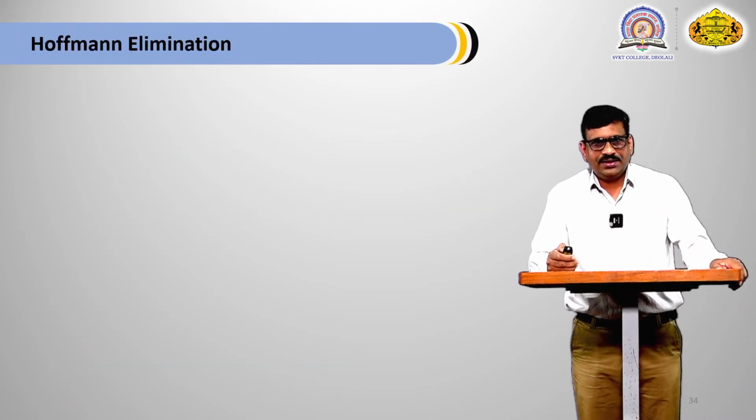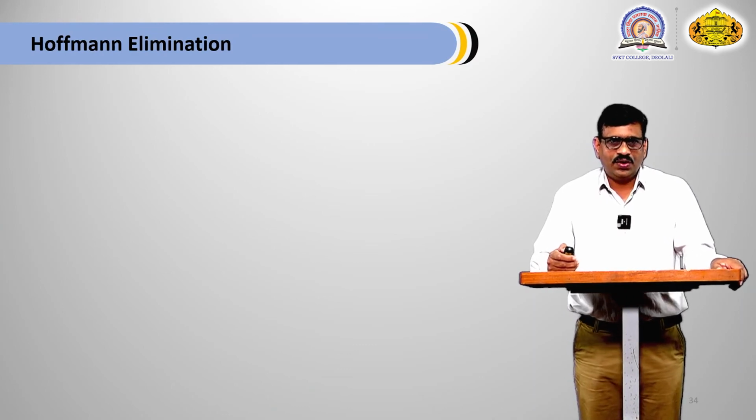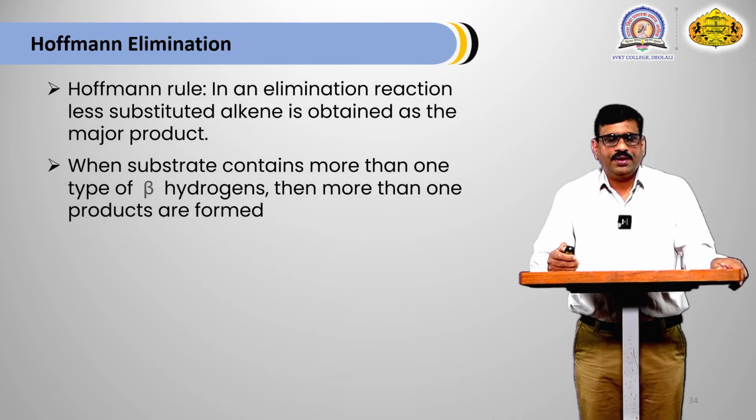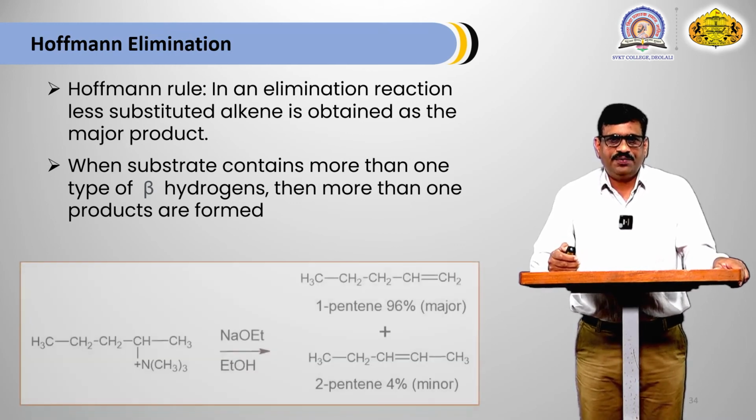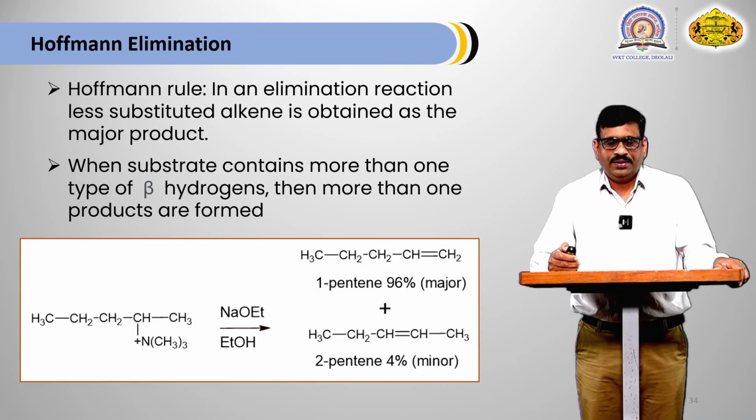Now there is another type of elimination that is called as Hoffmann elimination. In Hoffmann elimination, this is exactly opposite of Saytzeff elimination. According to Hoffmann rule, in an elimination reaction, less substituted alkene is obtained as a major product. When substrate contains more than one type of beta hydrogen atom, then more than one products are possible.